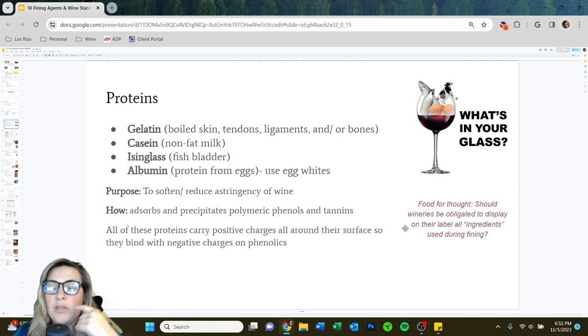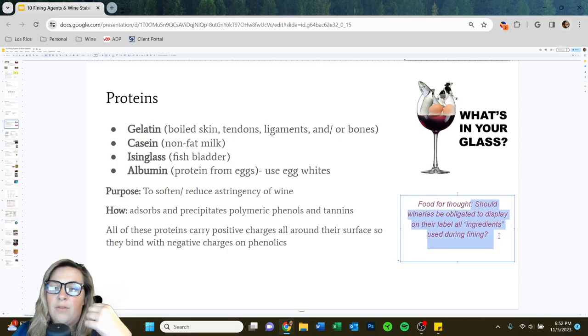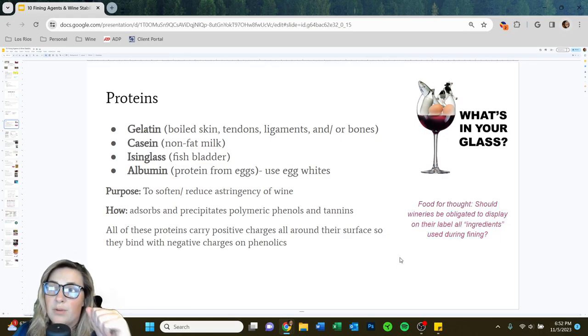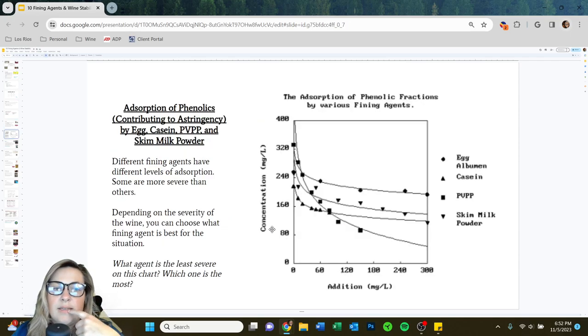So this brings up a really good point though. Should wineries be obligated to display on their label all the ingredients used during the winemaking process, so all the finding agents and everything, because you could argue that trace amounts do go through. So very interesting food for thought.